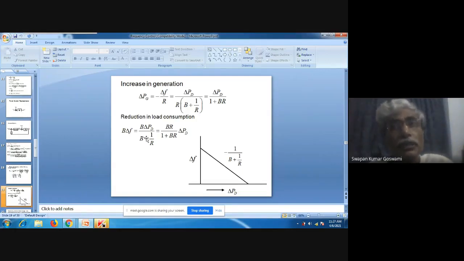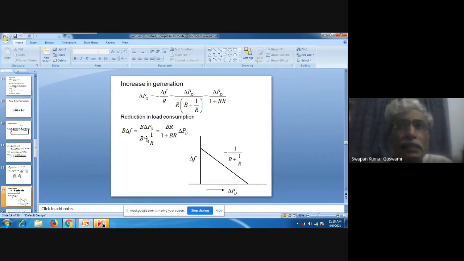So during that time, after the initial operation and before the final steady state is reached, power will be supplied by three components. One is the reducing kinetic energy of the system.